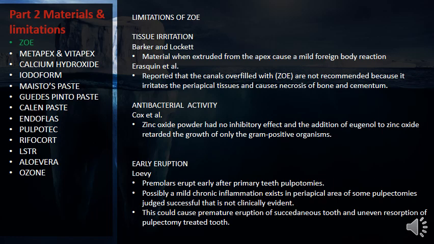Antibacterial activity. According to Cox et al., zinc oxide powder had no inhibitory effect, and addition of eugenol to zinc oxide retarded the growth of only the gram-positive organism.